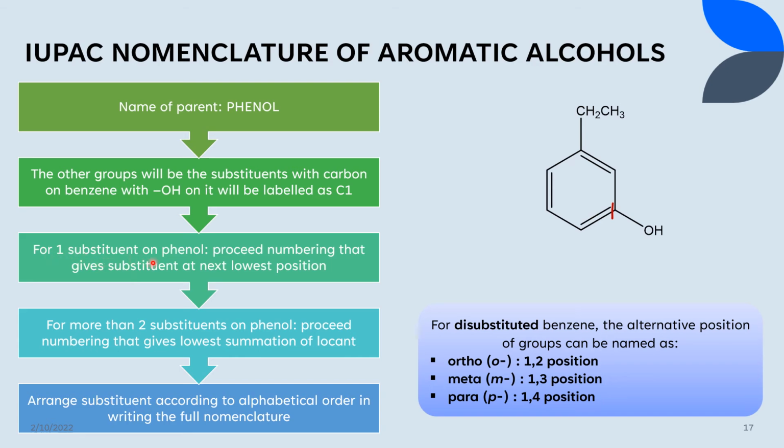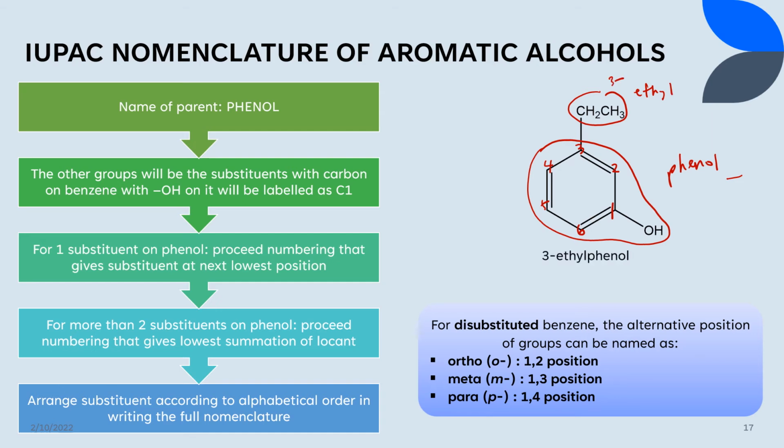Alright, sekiranya kita ada satu substituent on the phenol. Okay, for one substituent on phenol, proceed numbering that gives substituent at next lowest position. So dalam phenol structure ini kita hanya ada satu substituent sahaja. So this numbering should proceed to the direction yang akan memberikan this substituent the lowest position. So maksudnya you have to proceed numbering ke atas. Okay, so seems kita dah tahu bahawa ini adalah parent chain, namanya adalah phenol. Dan kita ada substituent iaitu ethyl pada kedudukan yang ketiga. So the name of this compound akan menjadi 3-ethyl phenol.